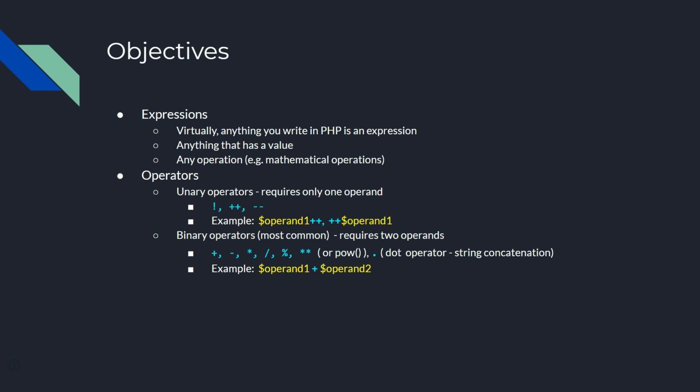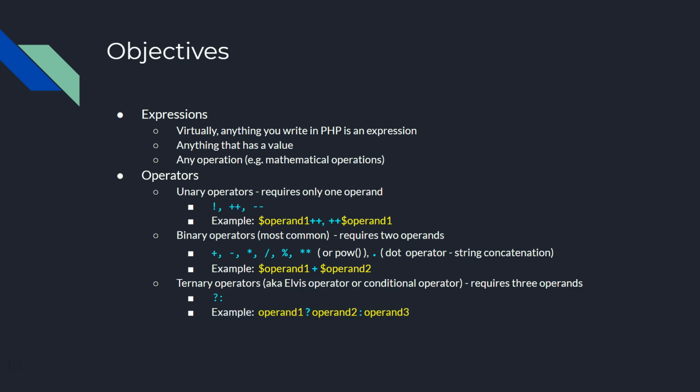Pretty straightforward. Then we have the ternary operators. This is sometimes called the Elvis operator or the conditional operator, and they require three operands. This looks like that. If you tilt your head, you see that it looks like Elvis, right? The curly hair and the eyes. An example would be like operand 1, question mark, operand 2, colon, operand 3.